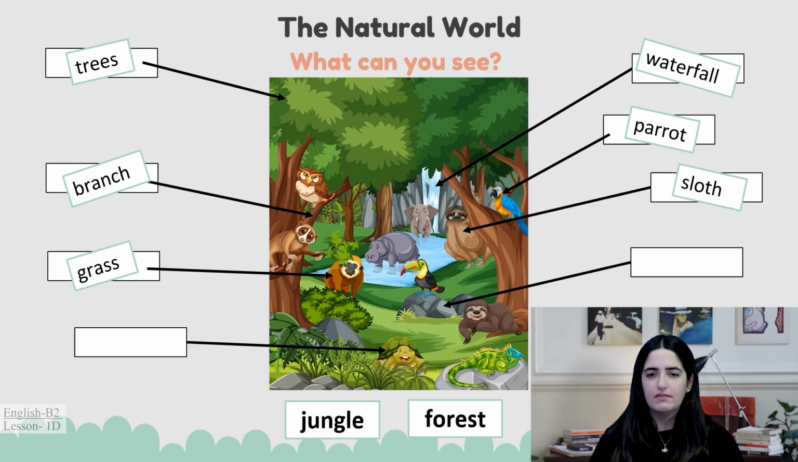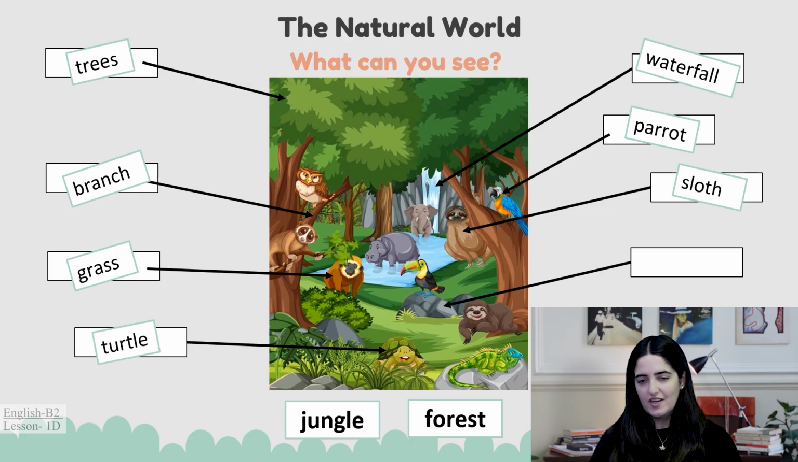Okay, and finally, two more to go. What is that animal on the grass, walking around? Pause and answer. That's a turtle. That's a turtle. And finally, what are those kind of grey things that you can see in the grass? Pause and answer. They are rocks or boulders, sometimes we can say.